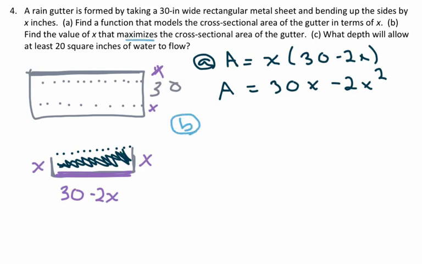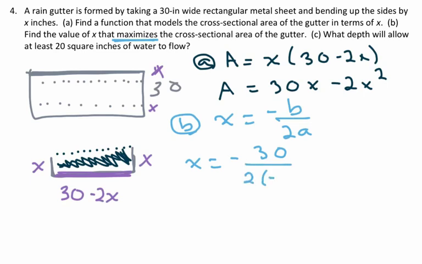Again, because they want us to maximize, it's still x equals negative b over 2a. So in our case, it would be negative b, which is 30, over 2 times a, which is negative 2. We do a little bit of math, plug in our calculator, and we end up getting 7.5. So in other words, we need to fold up the sides so that they're both 7.5 inches.